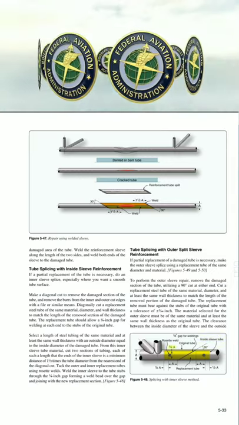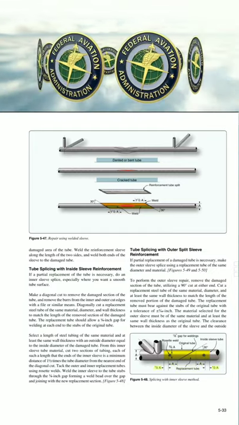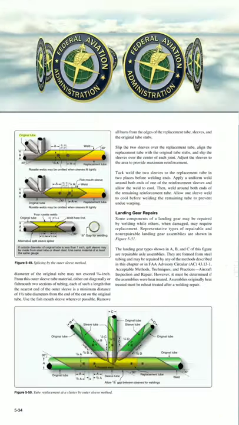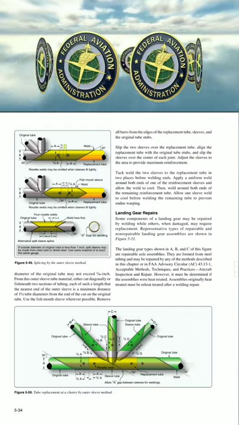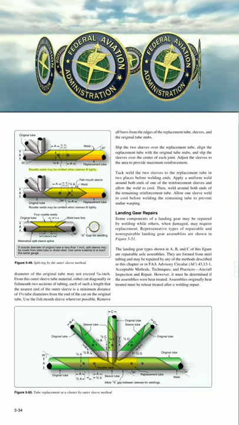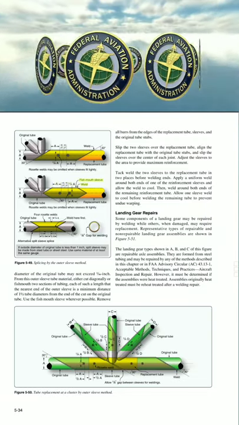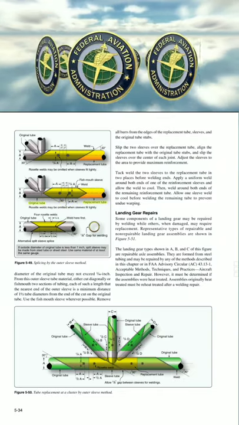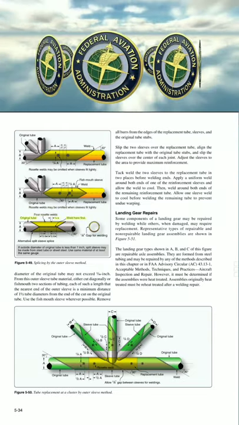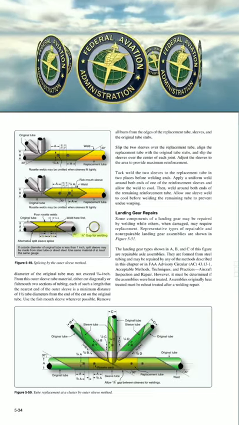Inside sleeve tube. Original tube. 30 degrees. Replacement tube. Figure 5-48. Splicing with inner sleeve method. Original tube. Weld. 30 degrees. Replacement tube. Rosette welds may be omitted when sleeves fit tightly. Fishmouth sleeve weld. Original tube, replacement tube. Rosette welds may be omitted when sleeves fit tightly. 4 rosette welds. Original tube. Weld here first. 30 degrees. 1/8 gap for welding.